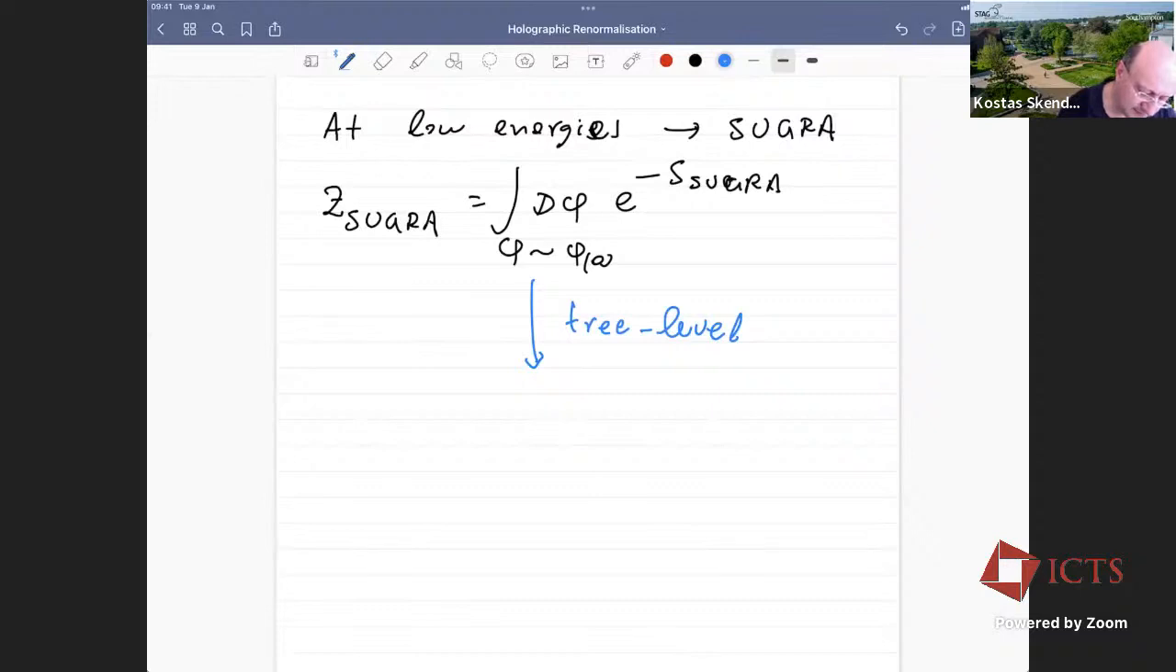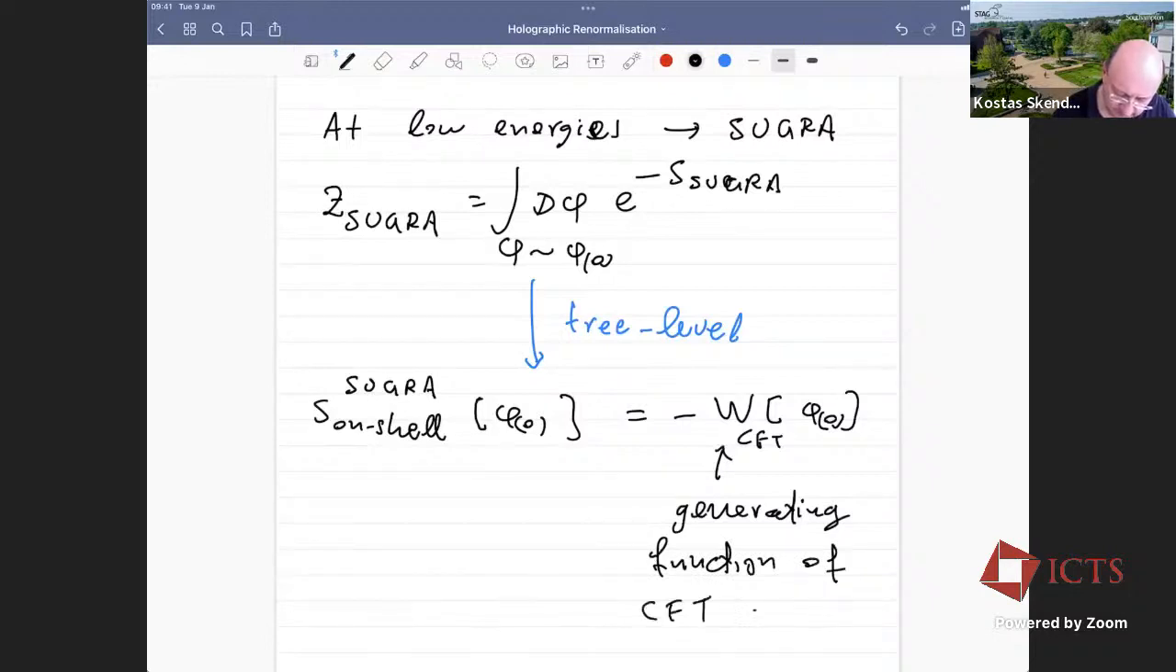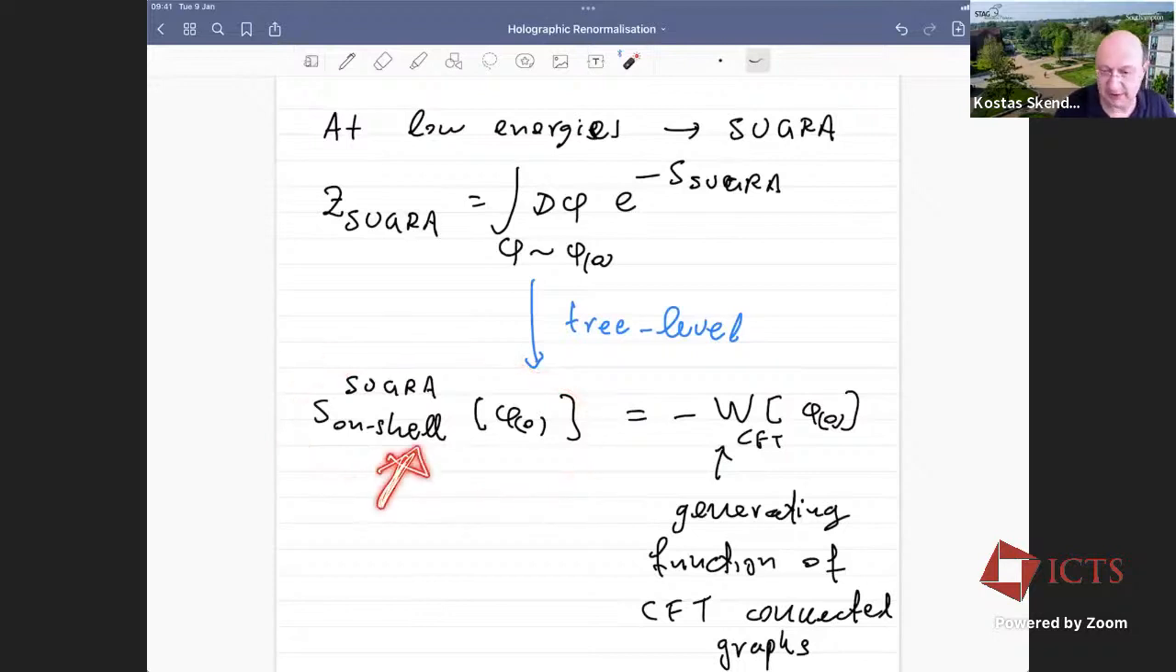So at tree level, we have that the on-shell value of the supergravity action, as a function of the boundary conditions, should be equal to the generating function of connected graphs. And our main goal is to understand how to make sense of this relation and then how to compute these correlators by computing this object.